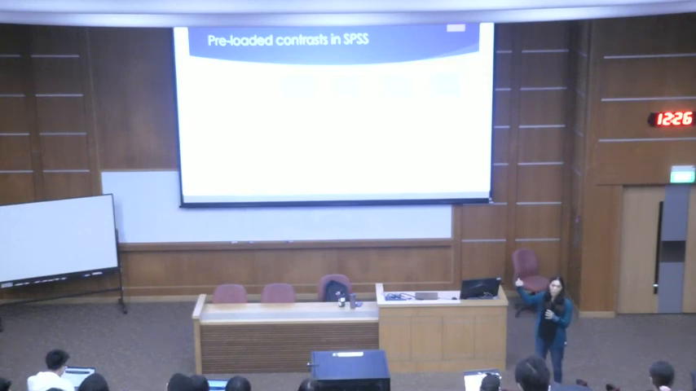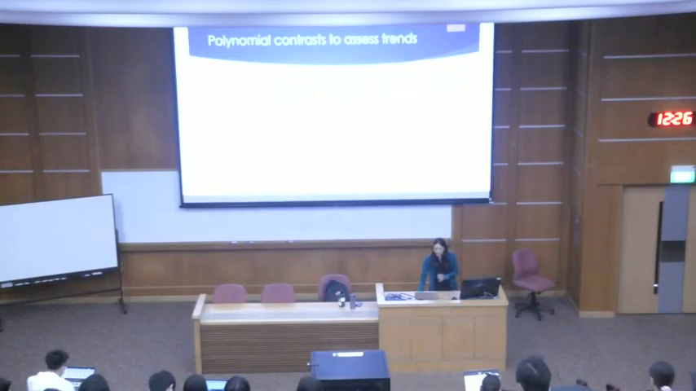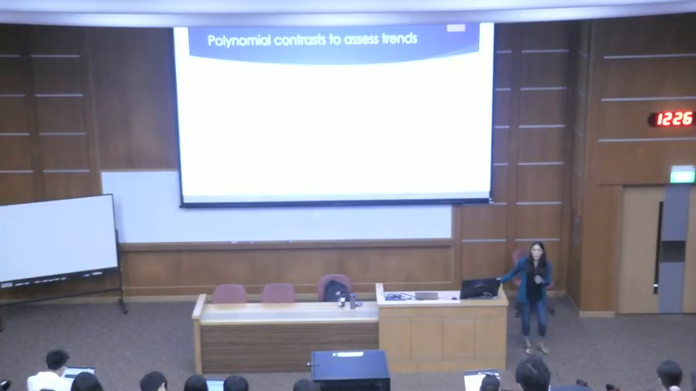And then finally, we can assess for polynomial trends using SPSS. This will look at the overall trend in the data. So if you have, let's say, a linear trend versus a quadratic, a cubic, or a quartic, these are just different ways in which the data might be shaped. Gives you a bit more information about the data.